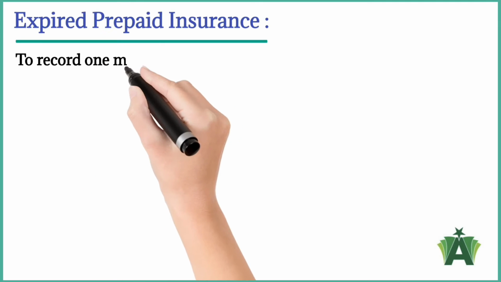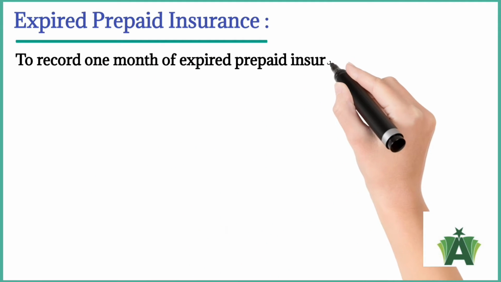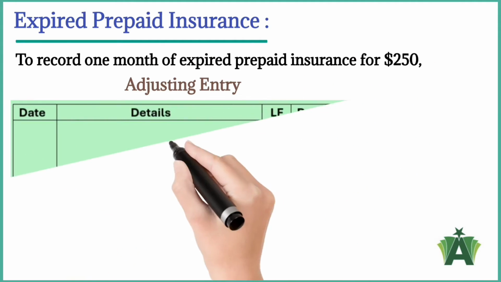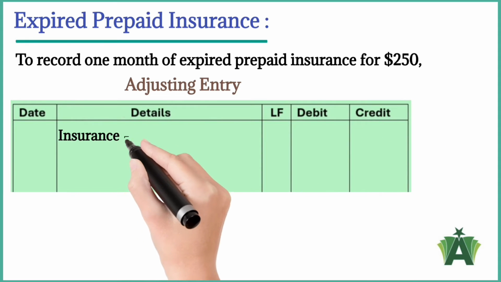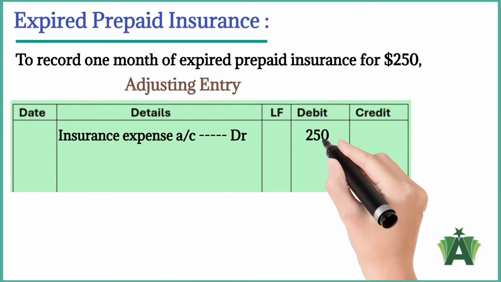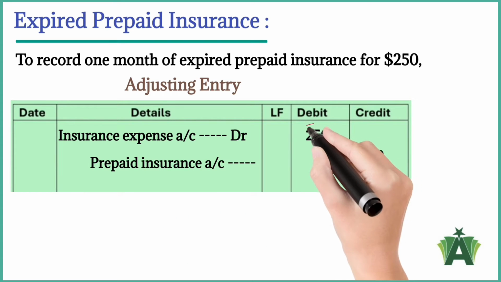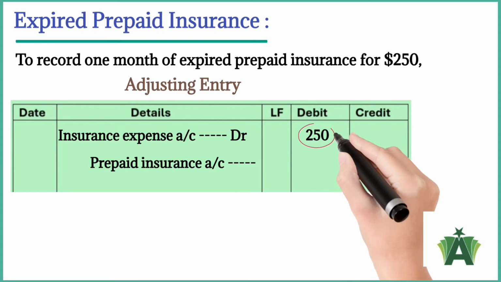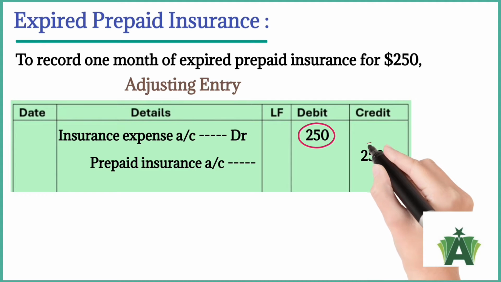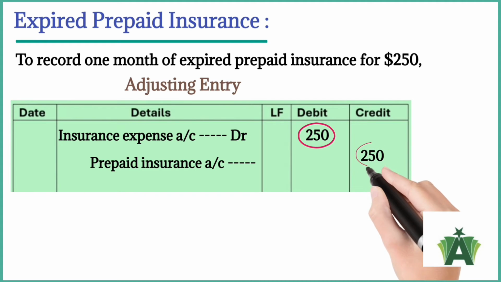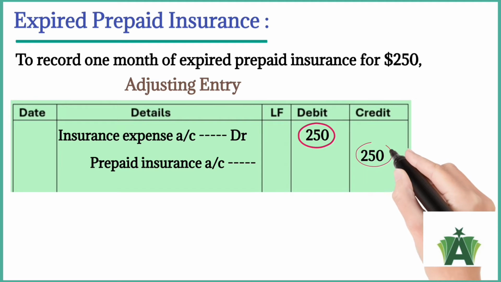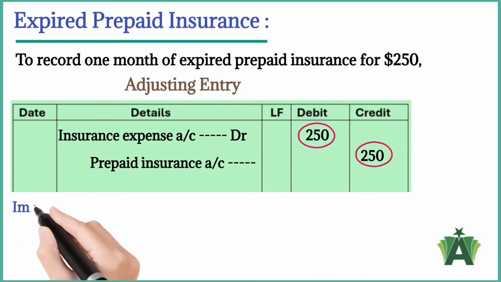To record 1 month of expired prepaid insurance for $250, the adjusting entry will be: insurance expense debit $250. Prepaid insurance credit $250. Insurance expense increases because 1 month of insurance coverage has been used up. Prepaid insurance decreases to reflect the portion of the prepaid asset that has now expired.